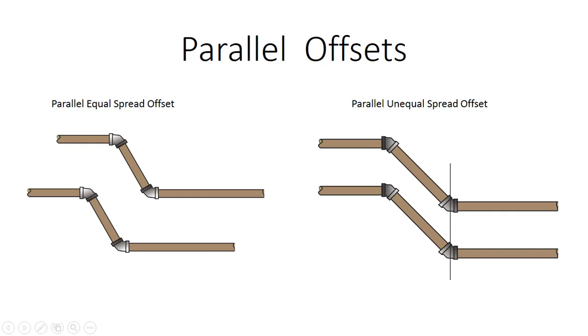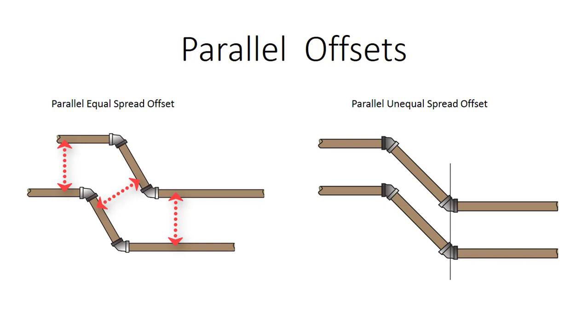Multiple piping runs will often be run together in pipe racks, chases, trapeze hangers, or other means. They'll often need to offset together around obstructions. Often the design will require that the spread between the pipes be maintained throughout the offset, like the example on the left. This is referred to as a parallel equal spread offset, and it's the most desirable method, especially if the pipes are very tight to each other.